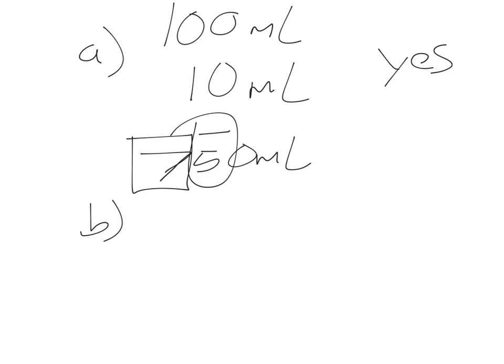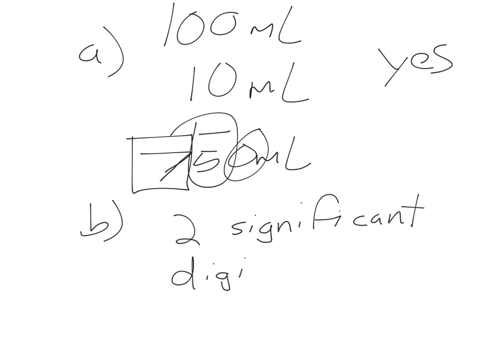The last significant digit in a number is the one that you guess on. So this 0 here doesn't count. It's not the guessed digit, okay? So we'll say that there are 2 significant digits in this particular measurement.